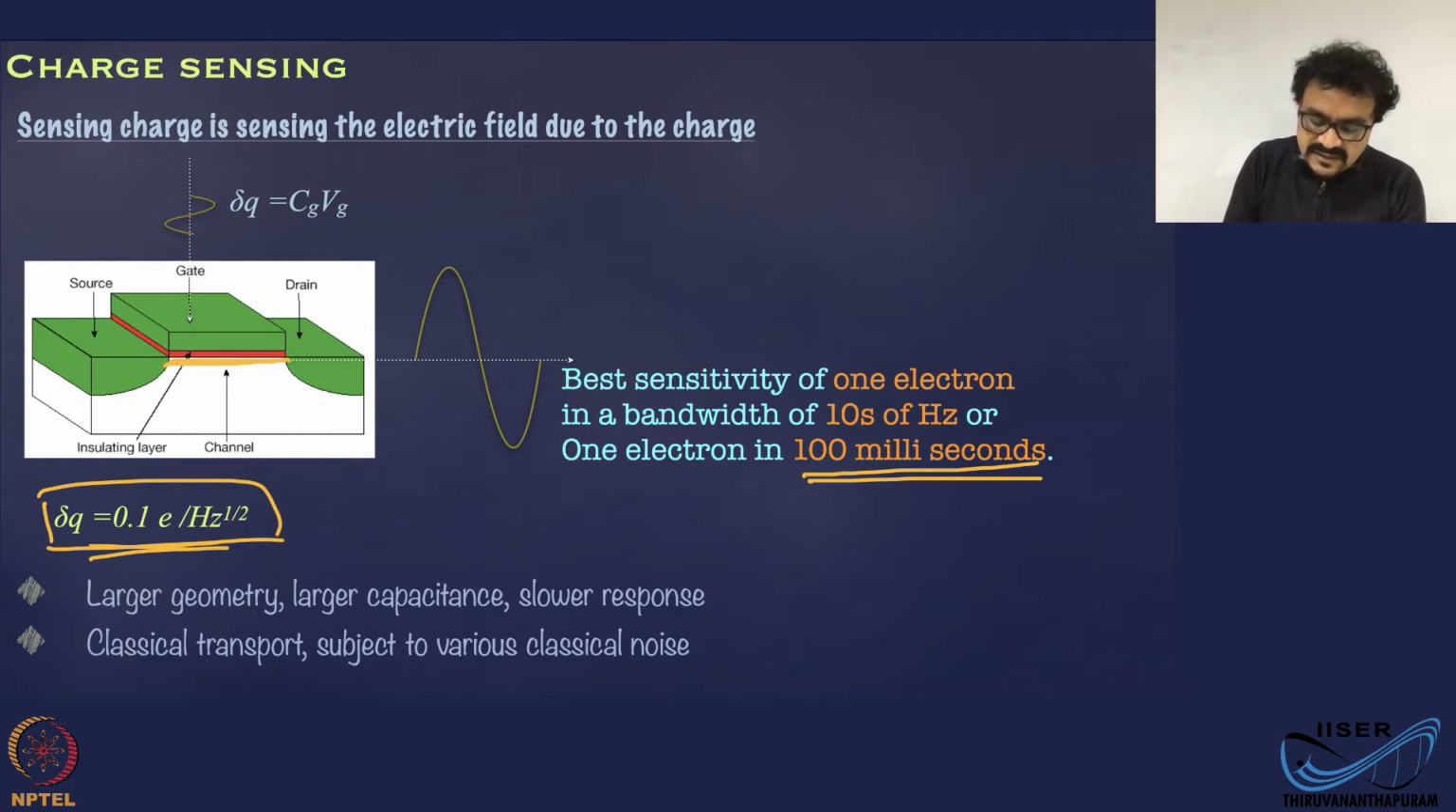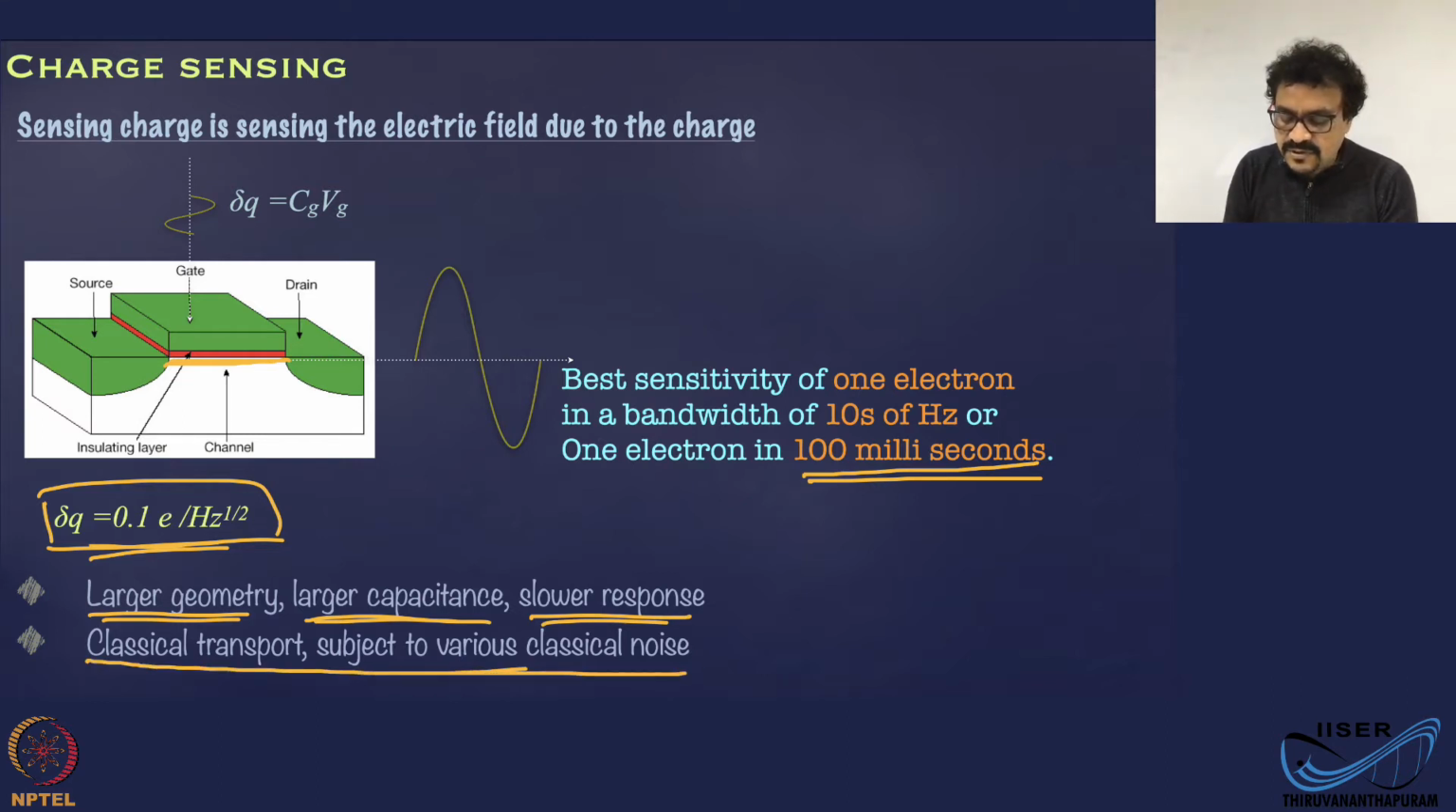First of all, these are much larger in geometry because they have large capacitance and slower response. And this transport is classical, so subject to a lot of classical noise. They actually can disturb the transport in the system that you are trying to probe. So this is not a good option to do charge sensing in mesoscopic systems such as quantum dots.